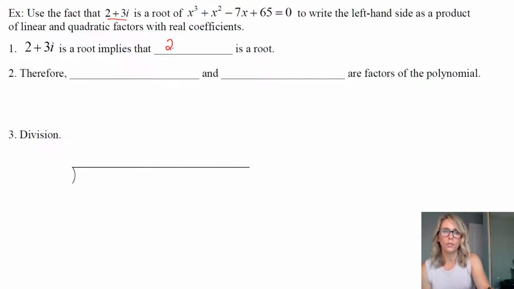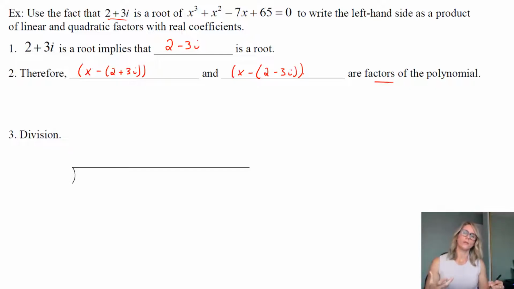you have to know that 2 minus 3i is a root. That needs to be true because you're going to have that conjugate. That tells us that, oddly enough, these are our factors: x minus (2 plus 3i), and x minus (2 minus 3i). Those must be factors of our polynomial. Okay? They must be, because we have these roots. The roots create the factors.